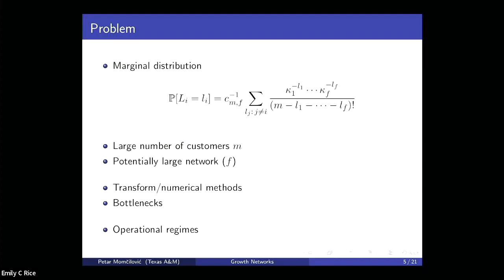This is a known problem since the 80s, and people address it in various ways. Mostly they deal with either transform or numerical methods. If you tell them, here's my set of kappas, here are my parameters, they have some kind of numerical approximation scheme to compute this with certain precision. That's where the research was.